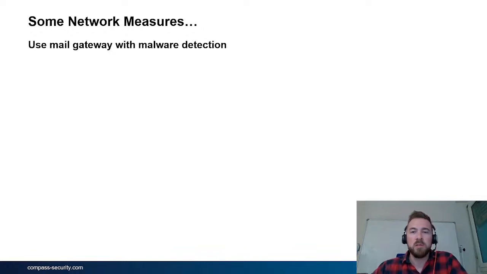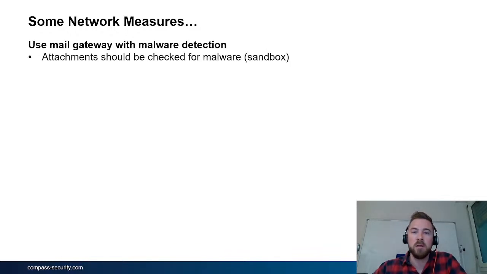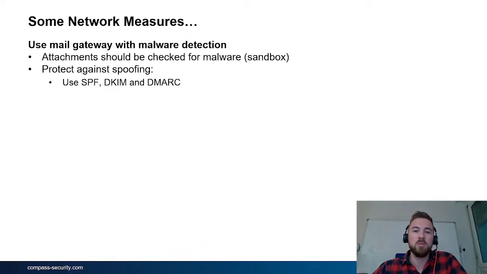For these connections, you should also make sure to have a proper mail gateway in place, a mail gateway which has malware detection, meaning it should check all incoming mails for malware and malicious content in attachments, and it should protect your users from spoofing attacks, meaning it should use Sender Policy Framework, DomainKeys Identified Mail, and Domain-based Message Authentication, Reporting, and Conformance. And I'll quickly explain what these three technical terms do.